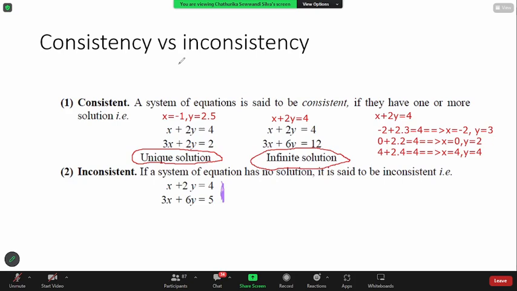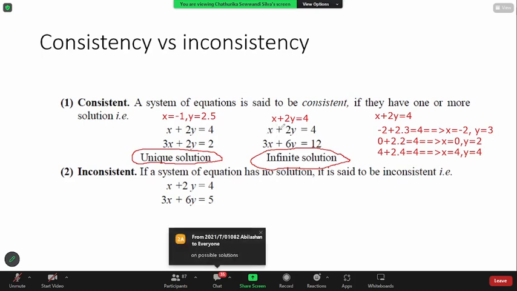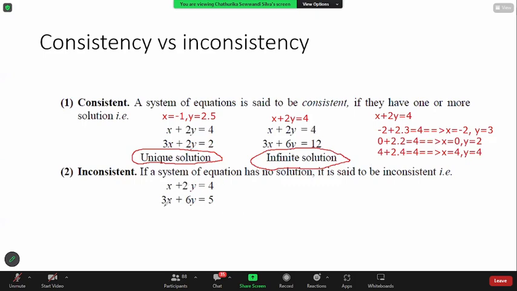No solution. No solution can be. Right. Same example, right? With x plus 2y equal 4, no possible solutions. So with 3x plus 6y equal 5, if we divide the whole equation by 3, what will happen? x plus 2y is going to be equal to 5 divided by 3.